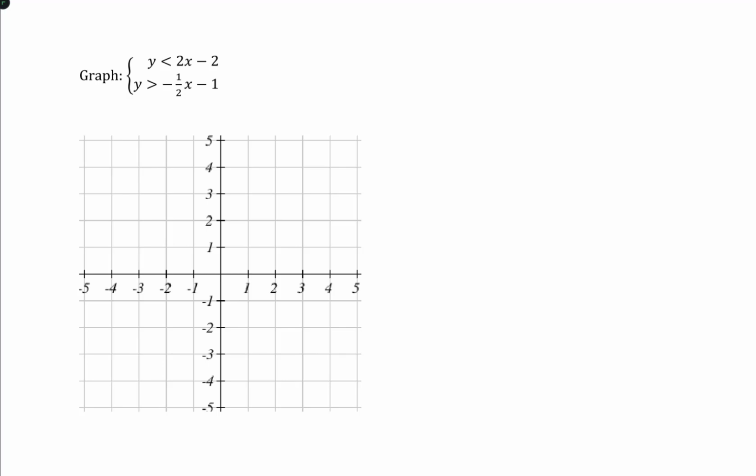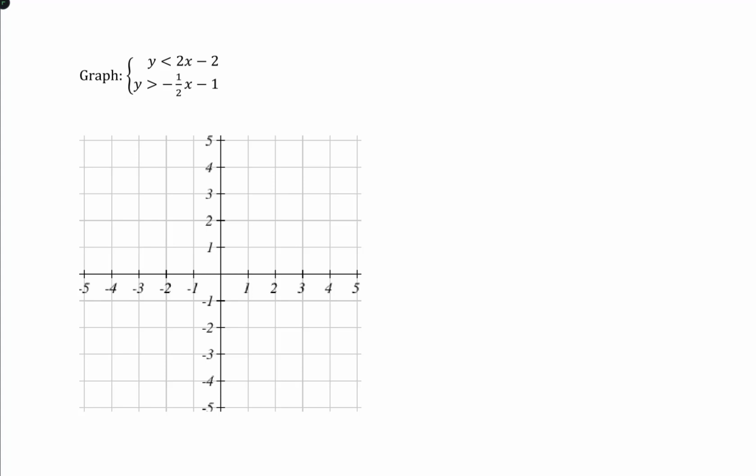Graph the system of inequalities. Y is less than 2x minus 2, and y is greater than negative 1 half x minus 1. Okay, so in order to graph these, we graph each inequality separately, and then decide what the solution region for the system is overall in the end.